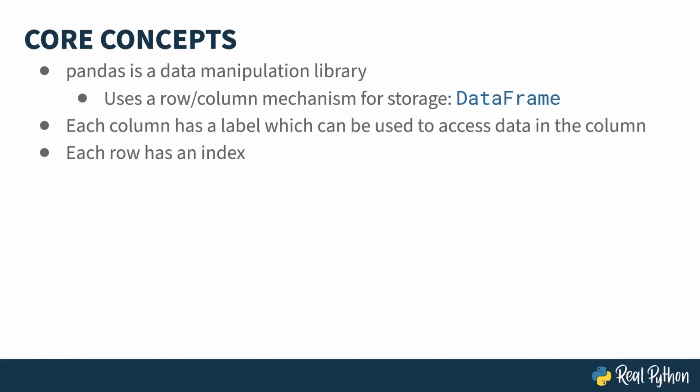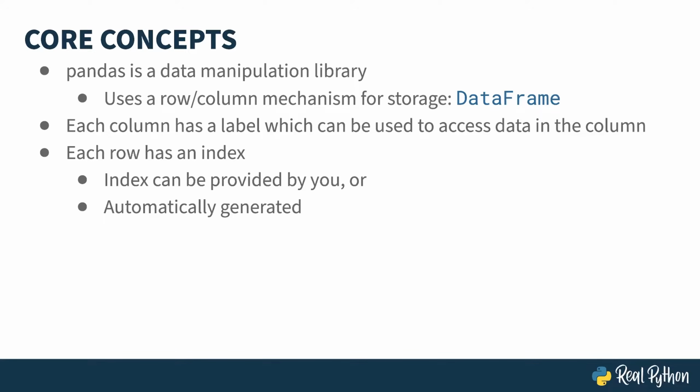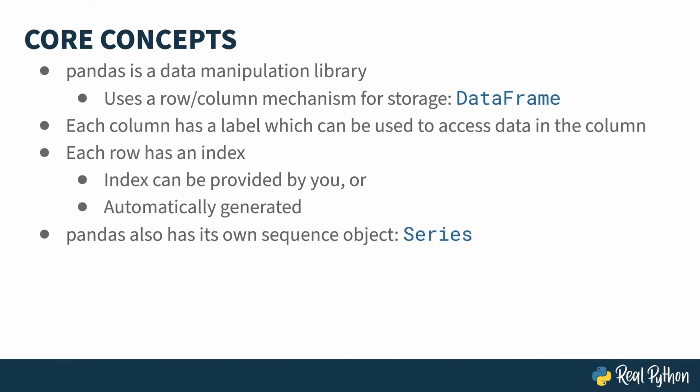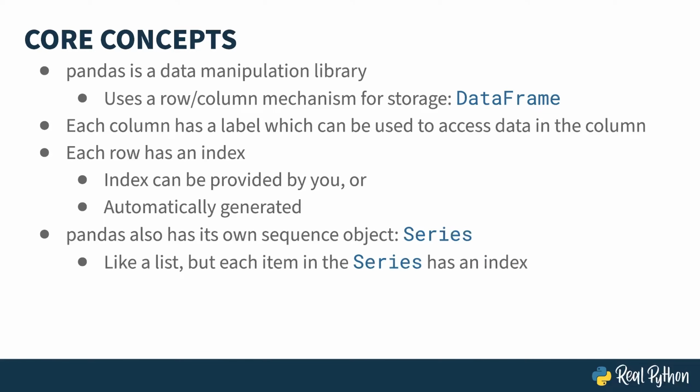This set of labels is known as an index. You can provide your own index based on the data you are using, or like with Excel, you can have it automatically created as an incrementing number. Pandas also has its own idea of a sequence, which it calls a series. A series is like a list in that it is an ordered one-dimensional storage, but what makes a series different is that it has an index.